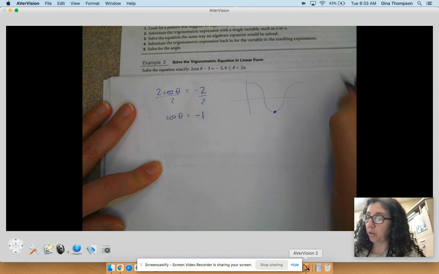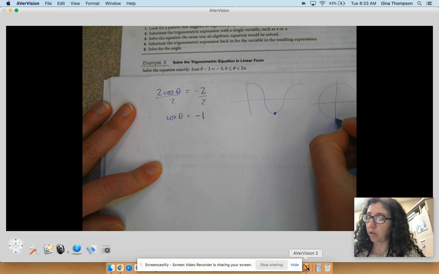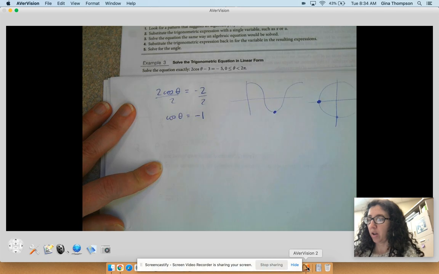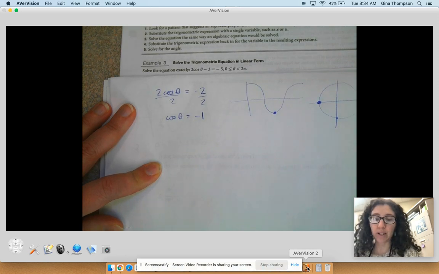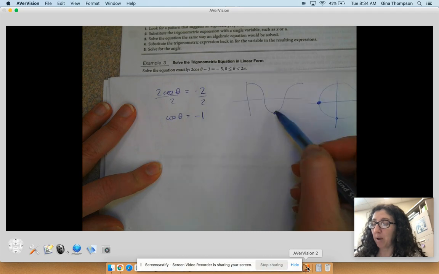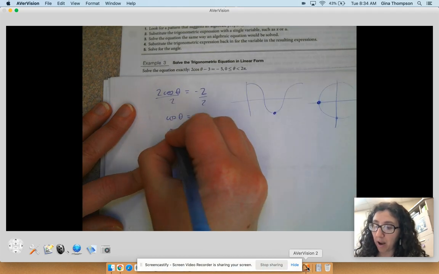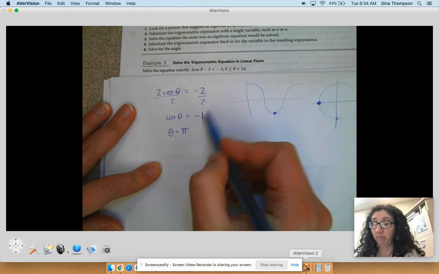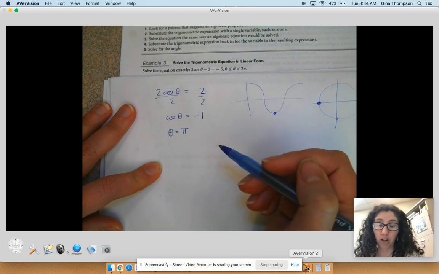Or if we thought about the unit circle, where is cosine going to be negative? So cosine is our x value. So sorry, over here, right? That's the only place that's going to be -1. So that's going to happen. We can see in both places at pi. So we say, okay, well, theta equals pi. And they're just asking from 0 to 2 pi. So that's our only solution, right, at pi.